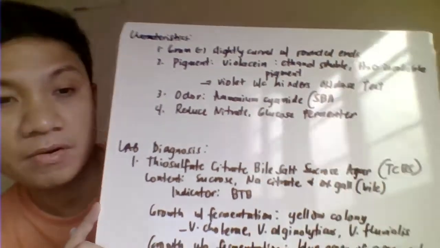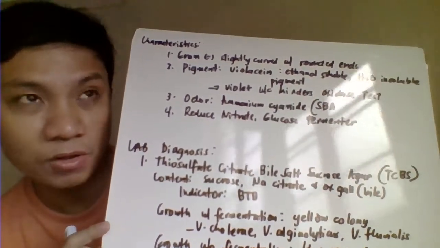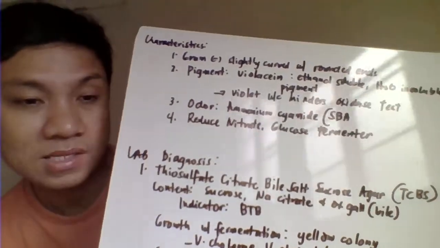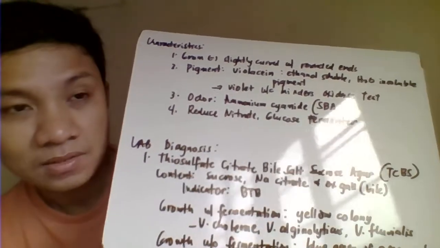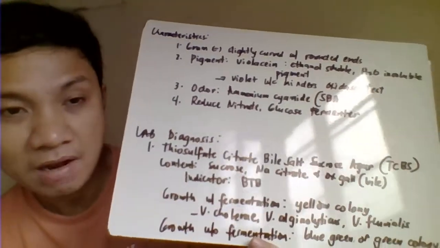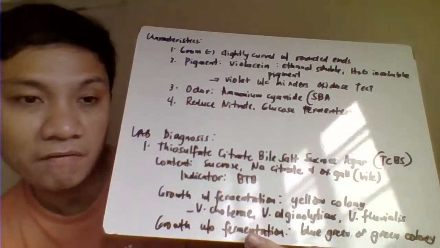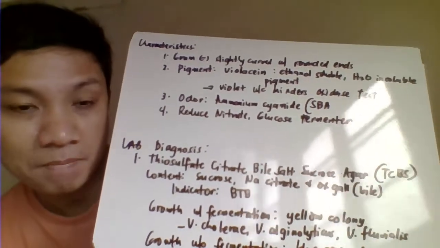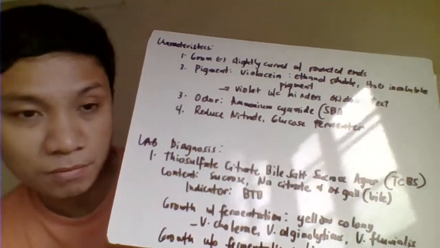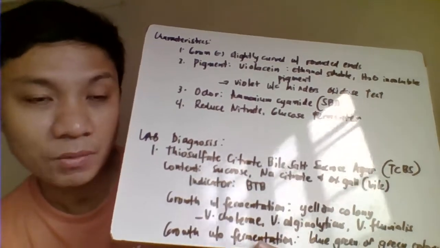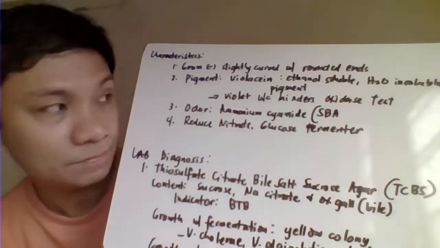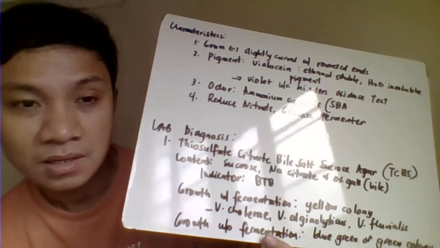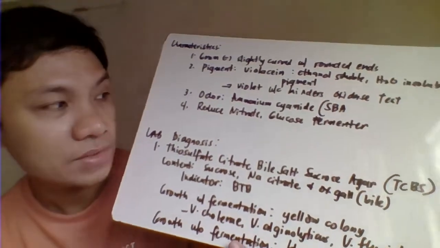Then we have the colony characteristics of Chromobacterium violaceum. It is gram-negative, slightly curved, almost like Vibrio but more slightly curved, with rounded ends. It's called violaceum because it produces a violet pigment in the form of violacein. We consider that an ethanol-soluble pigment, but it is water insoluble. Pseudomonas is more of a water-soluble pigment, but this one is water insoluble. The problem with this one, since it produces a pigment, is that it might hinder the interpretation of the oxidase tests.